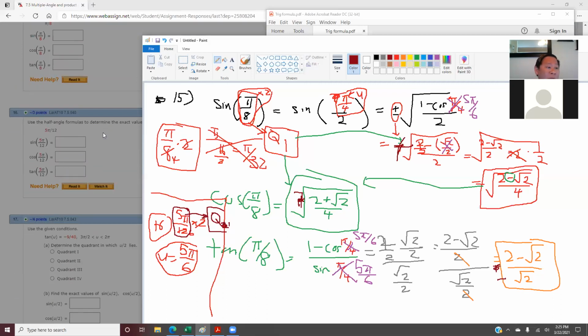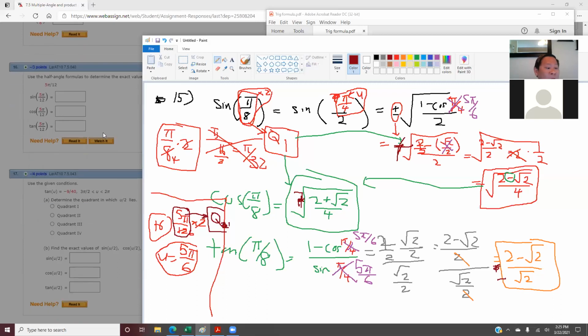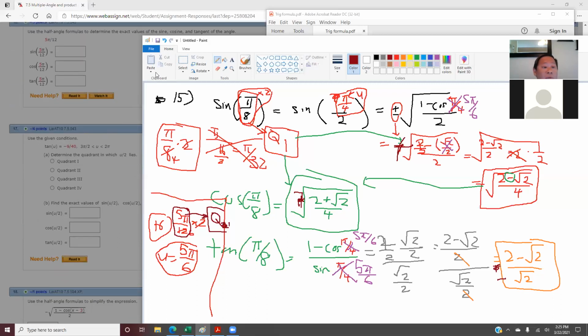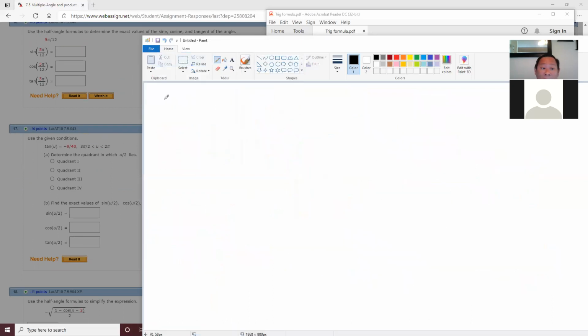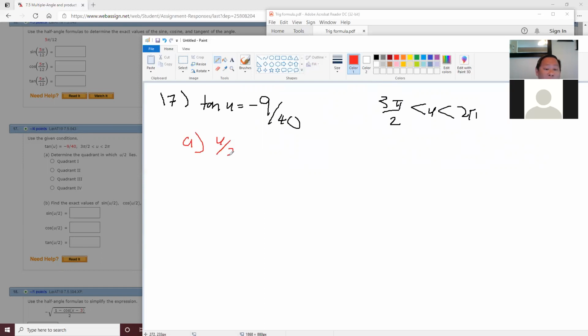So this is how we do 15 and 16. How do we use the half angle formula? Next thing we're going to figure out is question 17. This is the one that a lot of students get wrong in the test. It's given that tangent u is negative 9 over 40, and 3 pi over 2 is less than u is less than 2 pi. So the first question is asking, where does u over 2 lie? What quadrant does it belong to?